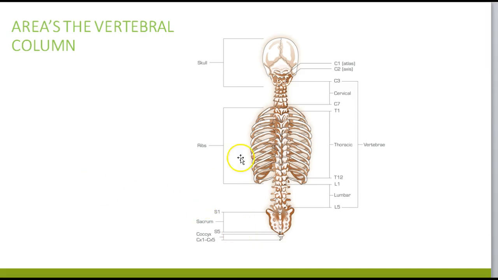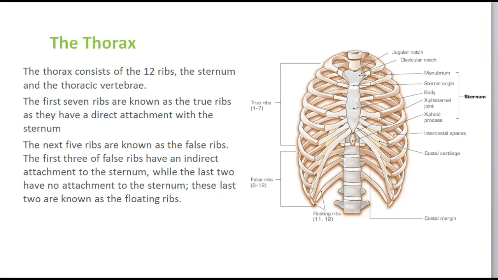Okay, something for you to think about. Now we'll go on to the thorax, so the thoracic part of the spine. The thorax consists of 12 ribs, the sternum, and the thoracic vertebrae. The first 7 ribs are known as the true ribs. So that's here, 1 to 7 down this side, and they have direct attachment to the sternum.